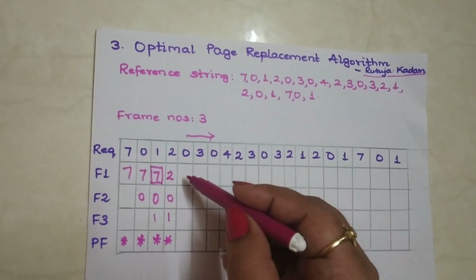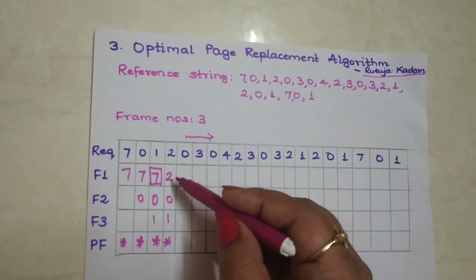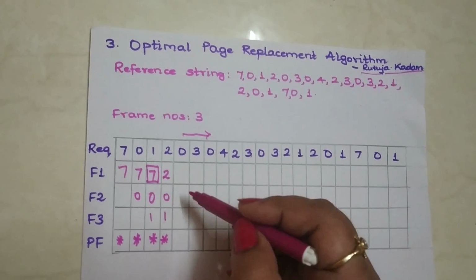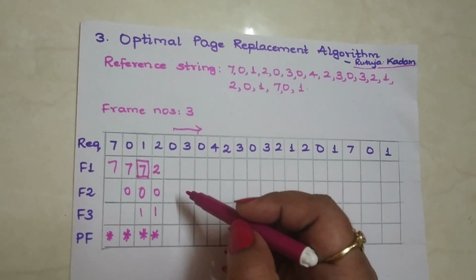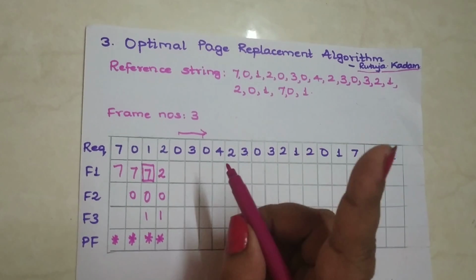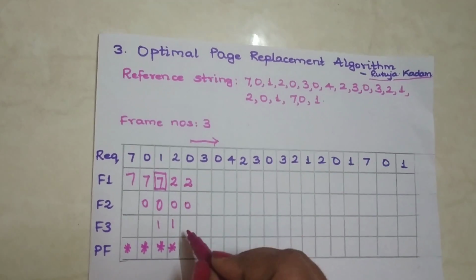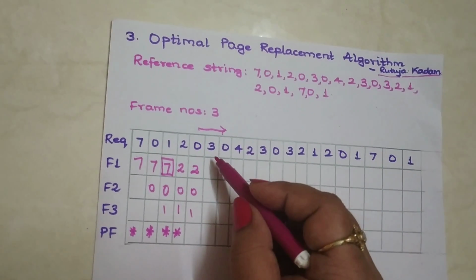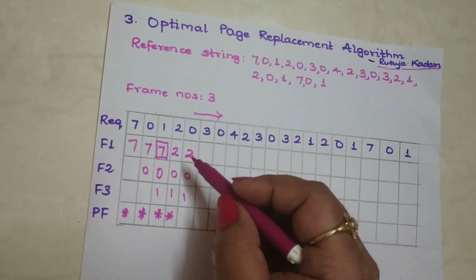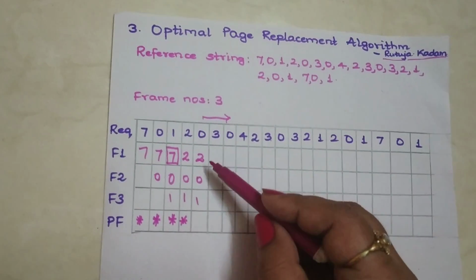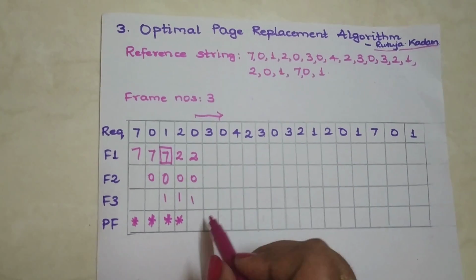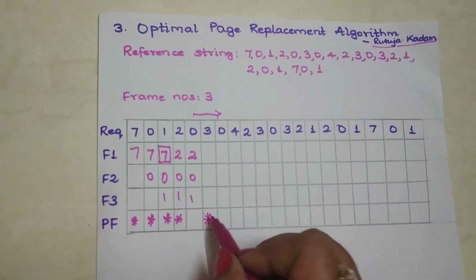Then comes 0. Now check the contents of the frames, 2, 0, 1. 0 is there. That means it is a page hit, there is no page fault. So we will write the contents as it is, 2, 0, 1. Then comes 3. Check the contents of the frames, 2, 0, 1. Is 3 available? No. Then that is a page miss, that is, a page fault.